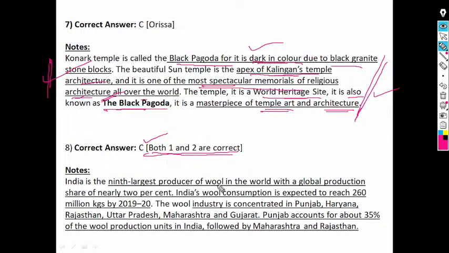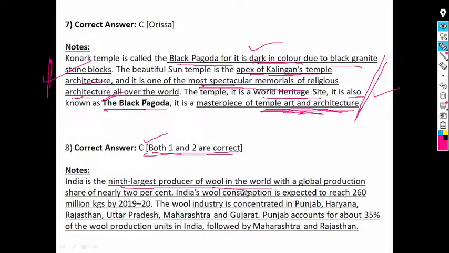India is the 9th largest producer of wool in the world with a global... Now see, about Konark temple: who built the Konark temple? Narasimhadeva built the Konark temple. The Black Pagoda is a masterpiece of temple art and architecture.